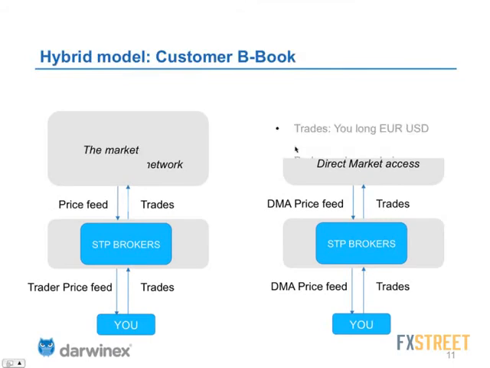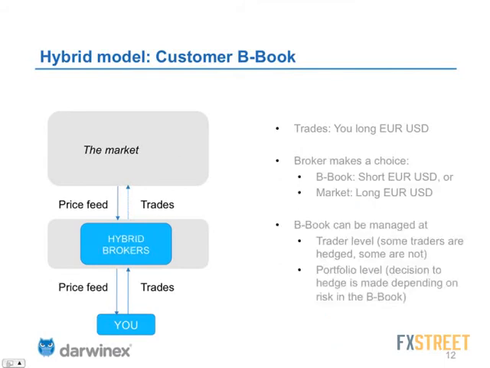Okay, which brings us to the hybrid model. As I said, there are very few pure dealers and very few pure STP brokers. The large majority of brokers are what's called a hybrid model that operates a customer B book. So what is a B book? Well, whenever you go long the euro dollar, the dealer at the broker is going to make a choice. He could either act as a dealer and take the opposite of your trade, basically betting against you and going short the euro dollar, or he can place the same trade with the market, as we just discussed, going long the euro dollar and thus not taking any risk.